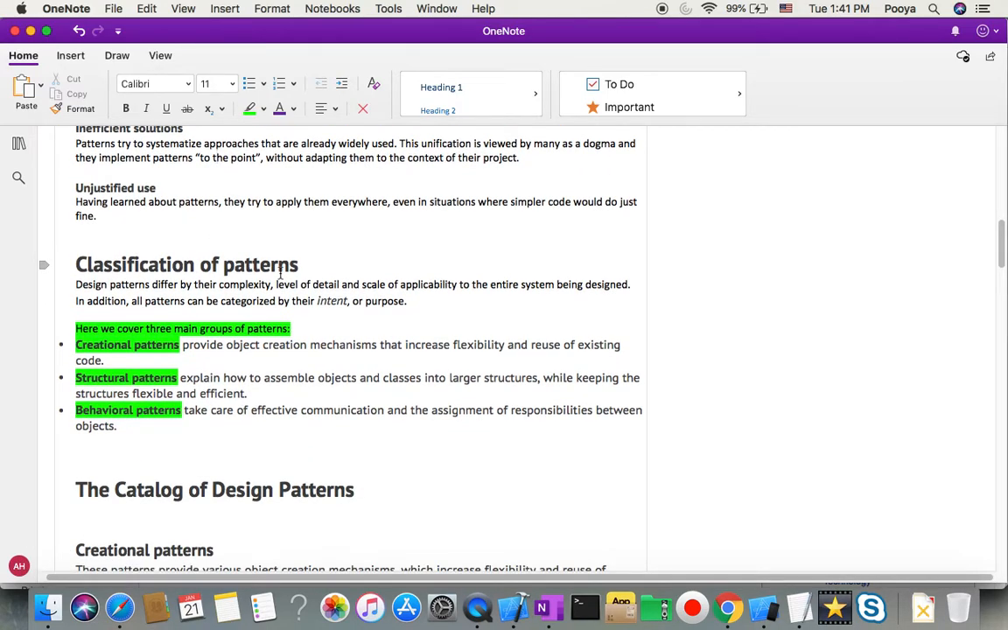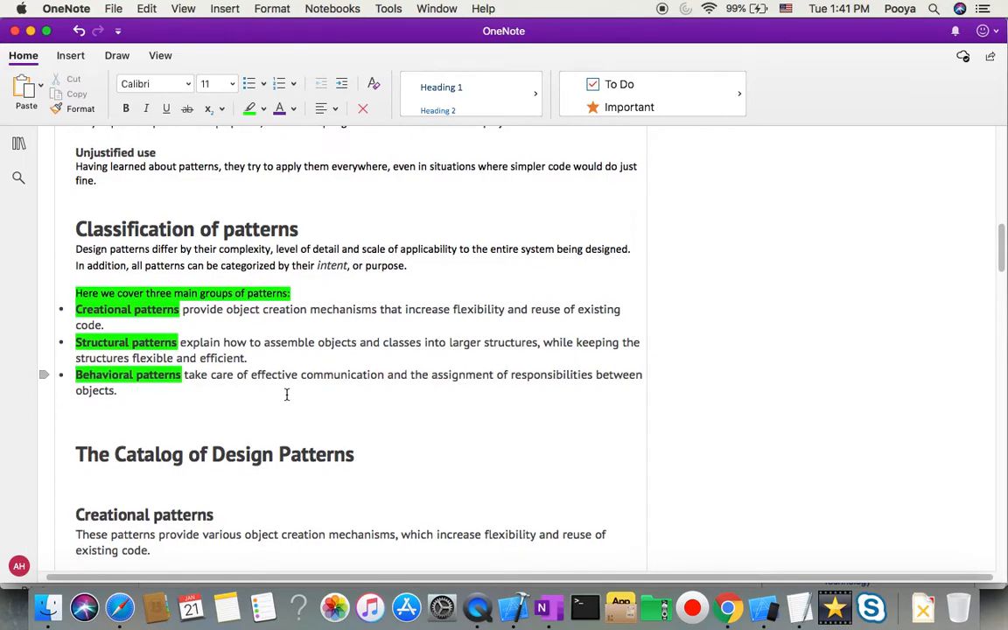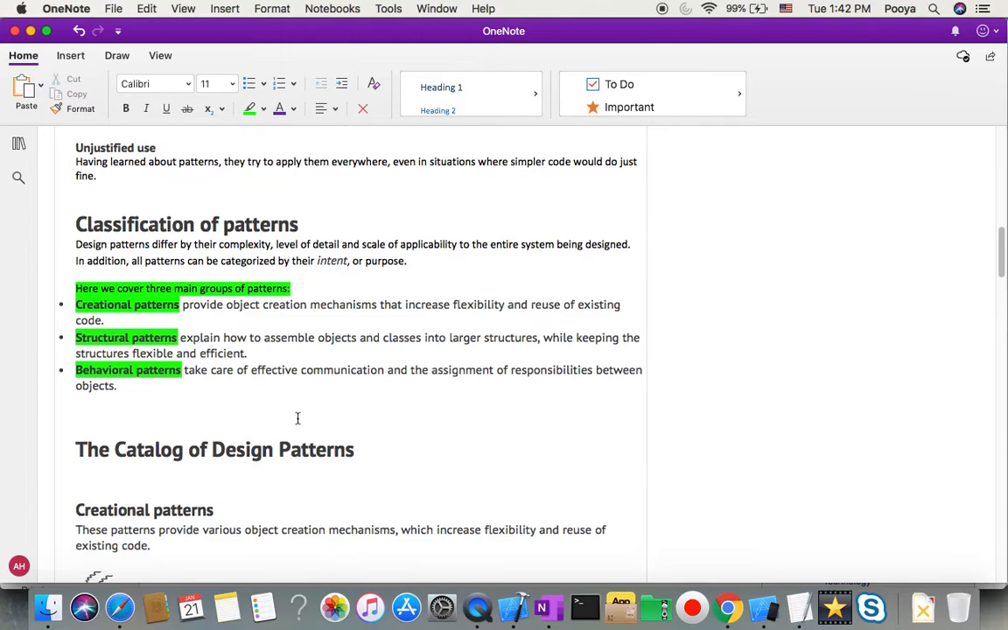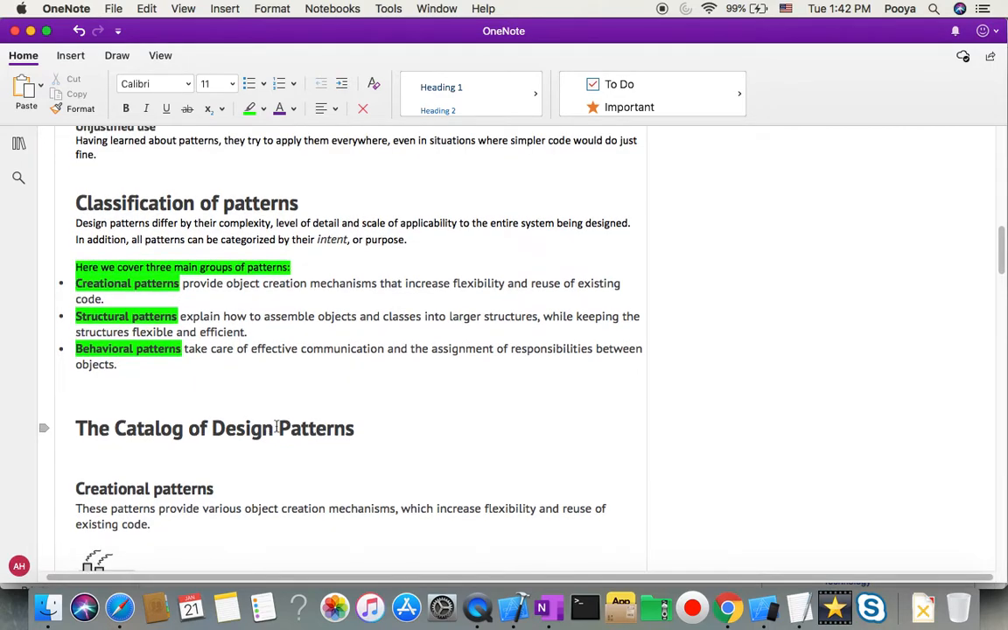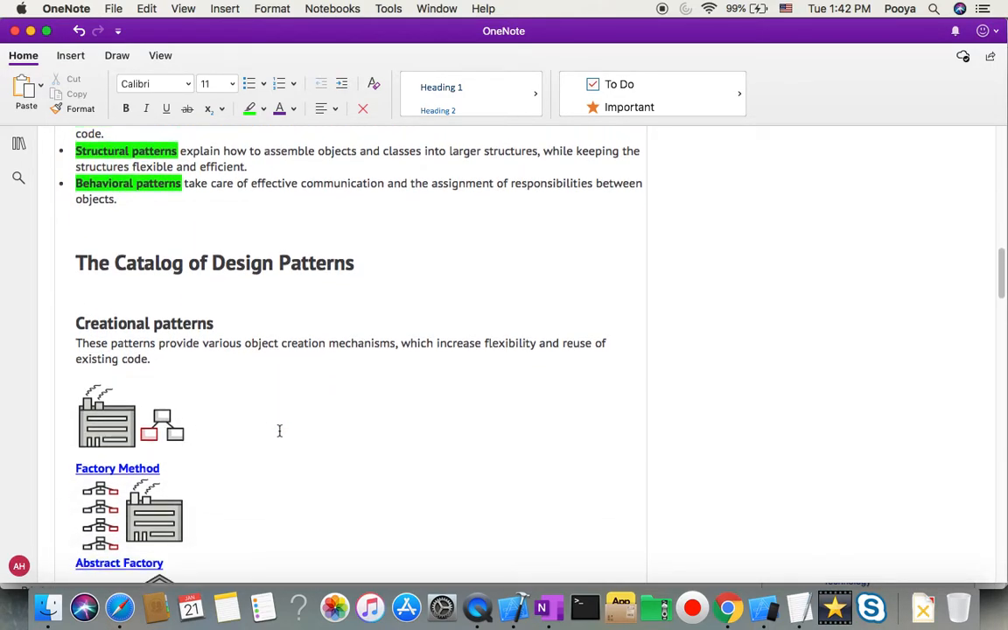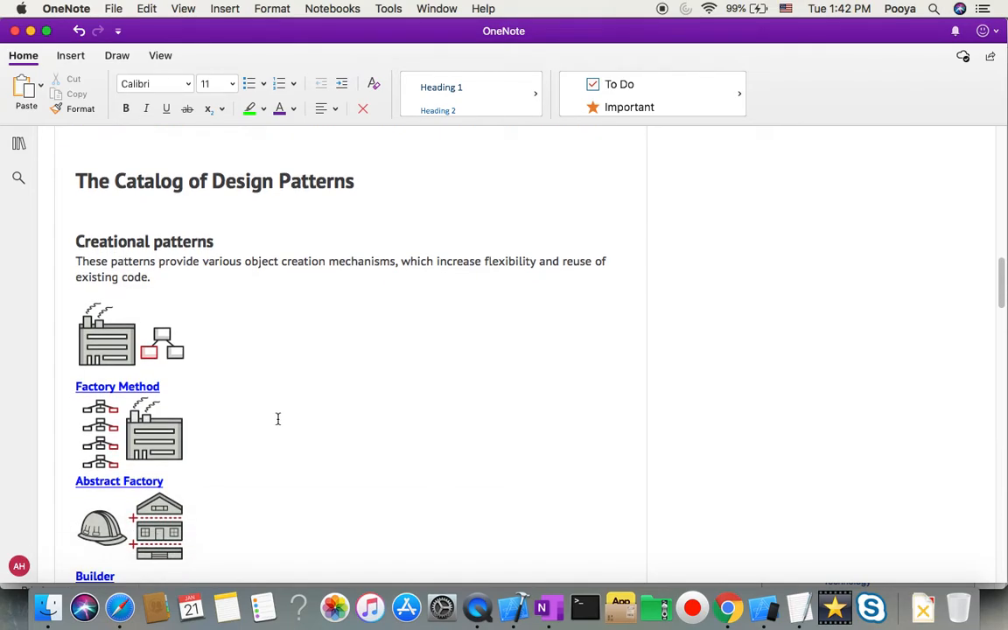And finally, we will go over how we classify these patterns. Classification of patterns. Here we will do it in three main groups: creational patterns, structural patterns, and behavioral patterns. There are other classifications for them, but here we will go with this one, and we will try to go into detail and add some extra categories. So if you want to have a catalog of design patterns, we will go by this.